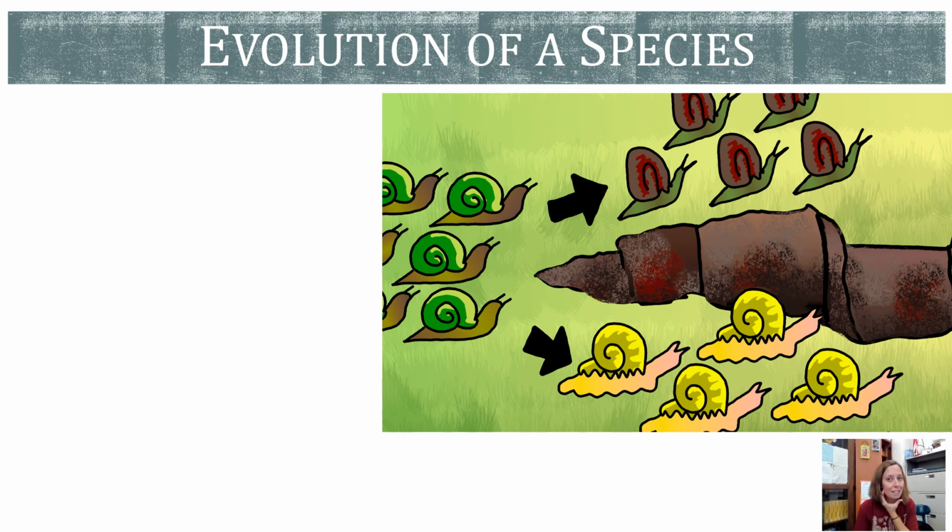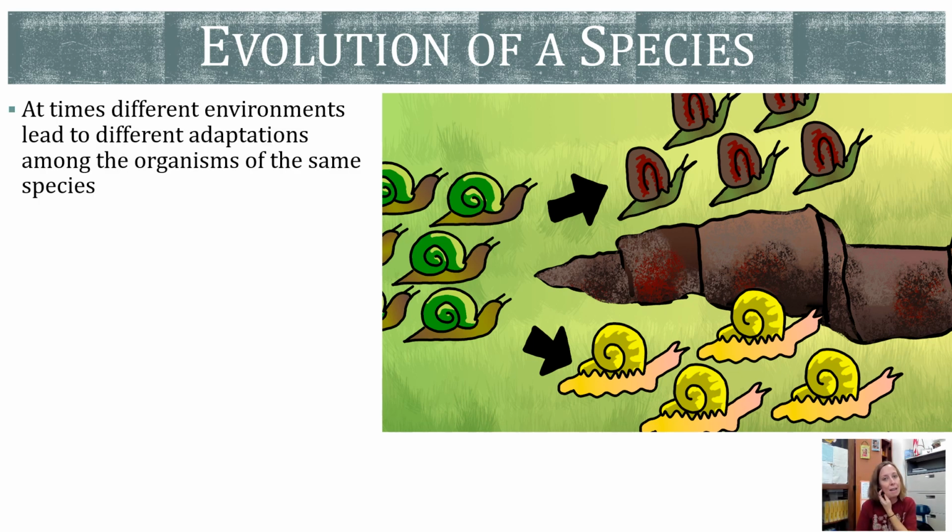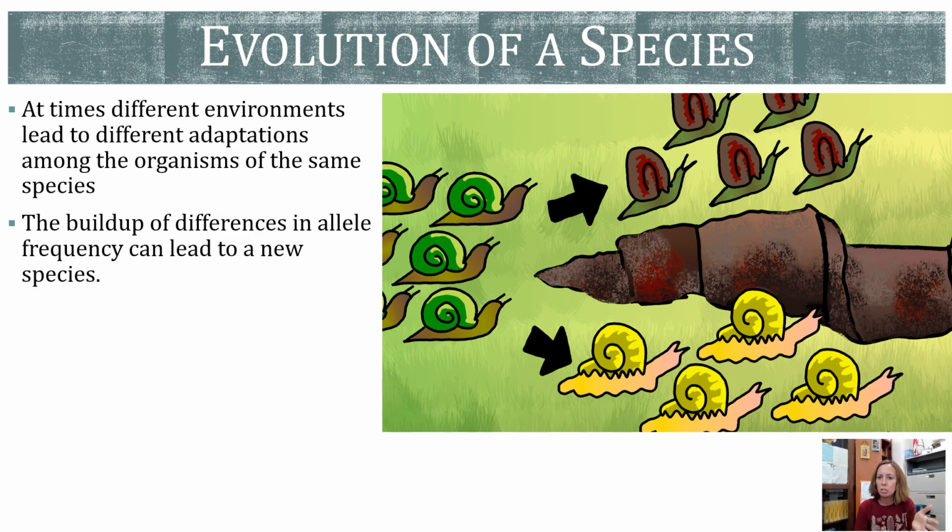All of these things, right, can cause species to evolve. So at times, different environments lead to different adaptations among organisms of the same species. So look at our picture. We have a whole bunch of snails, right? They came to this crevice in the ground that they can't cross. They split, and now they might go into different environments. Those environments can then lead to different alleles being more beneficial.